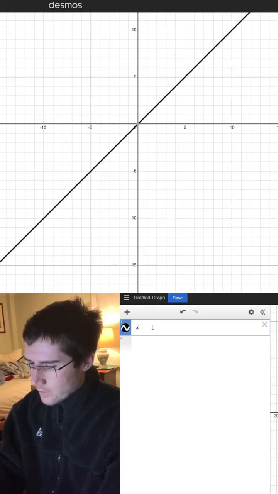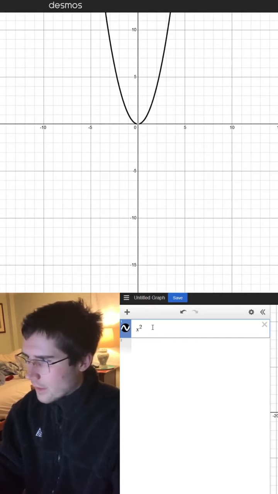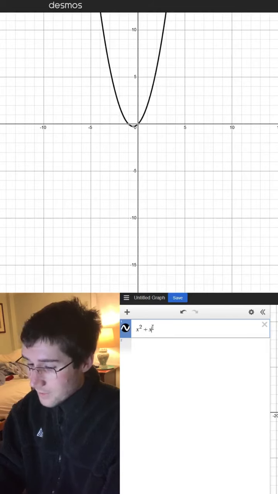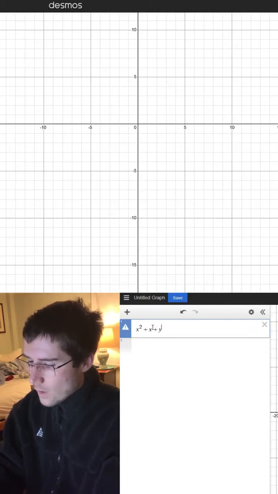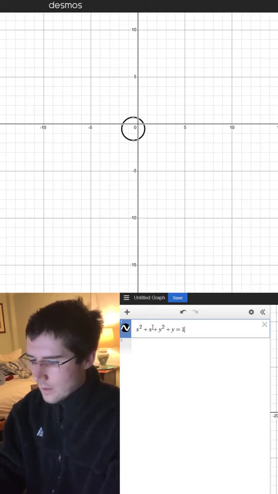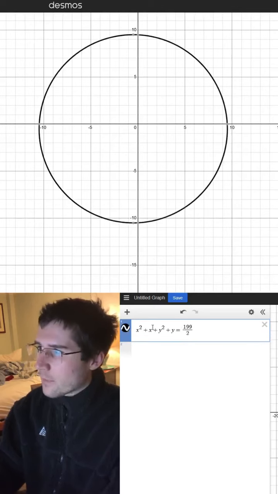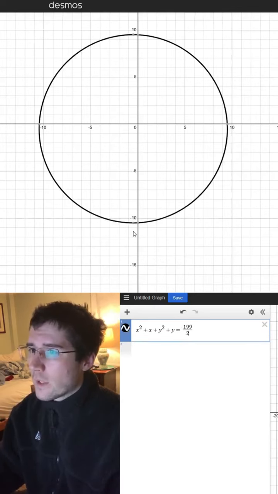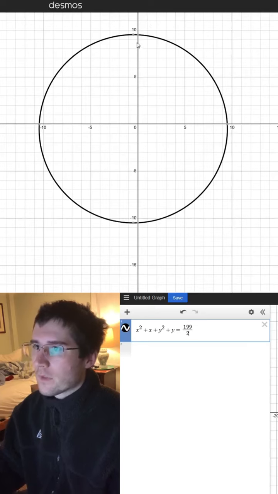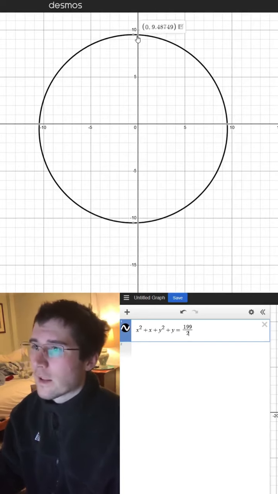All right, so here we are on Desmos. Let's type in our equation, x² + x + y² + y, and that equals 199 divided by 2. And here we can see our circle. Now, obviously this circle isn't centered on 0, but it's actually shifted to the left.